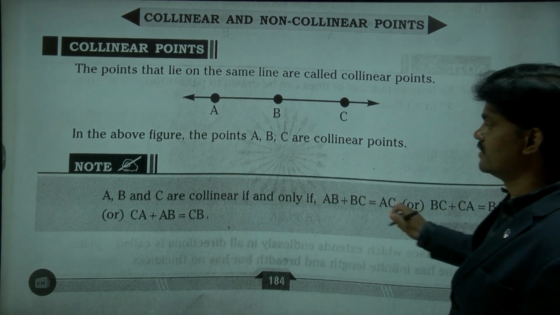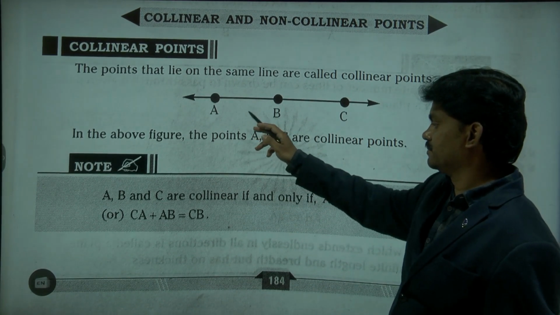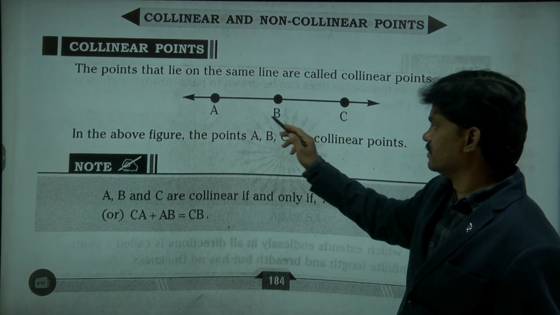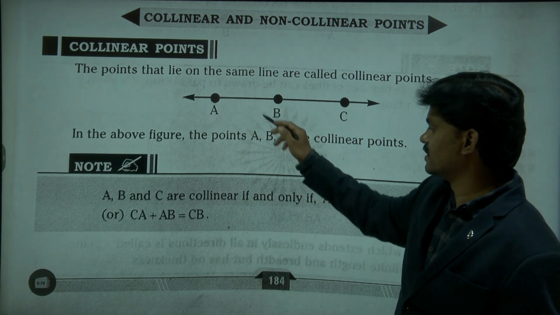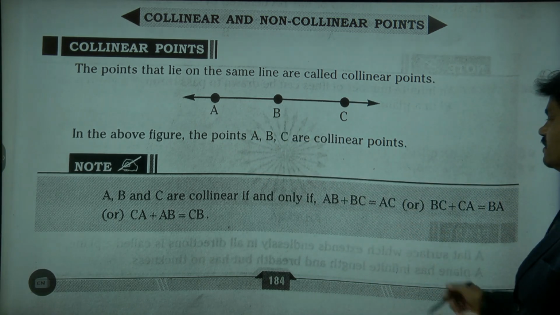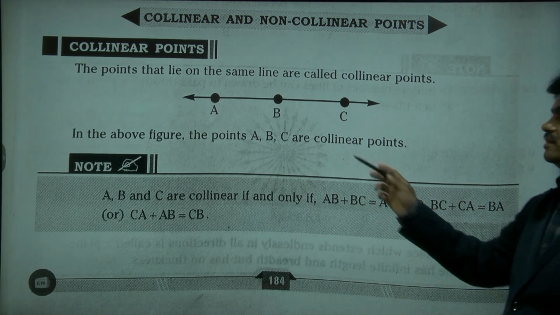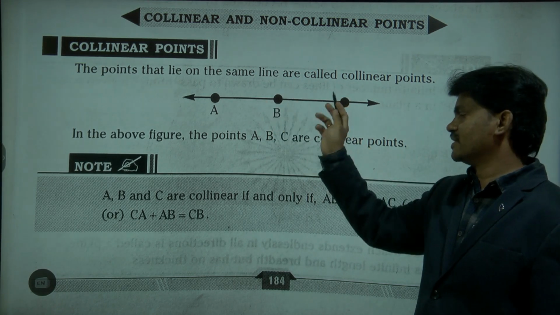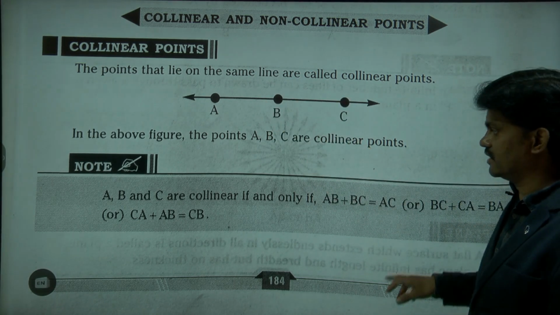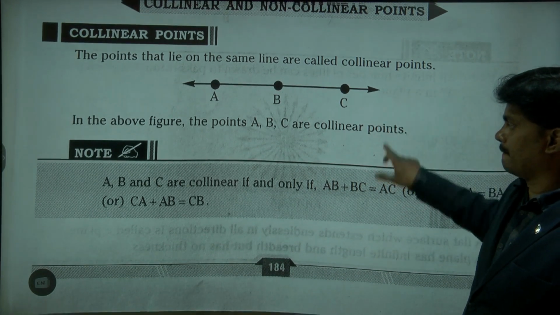So it will be like this: AB plus CA, so CA plus AB is equal to, or AB plus BC is equal to AC. Any condition we can take. AB plus BC is equal to AC. That is also collinear. The distance between them is the same. Next.